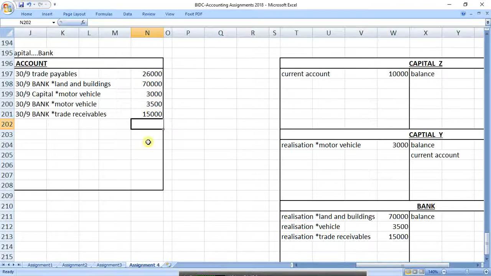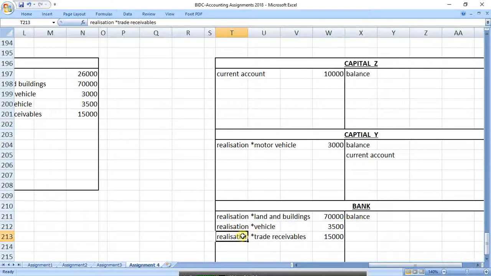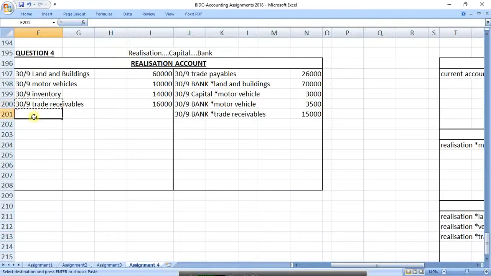Trade payables were paid after taking a discount of 1.5. So after taking a discount of 1.5, how much did they actually pay you? The difference. Okay, so that would have been realization on this side. You would have credited the bank, trade payables, and the difference would have been put here. This would have been bank, asterisk, trade payables, and then you have to show workings. I'm going to show the working just underneath it.